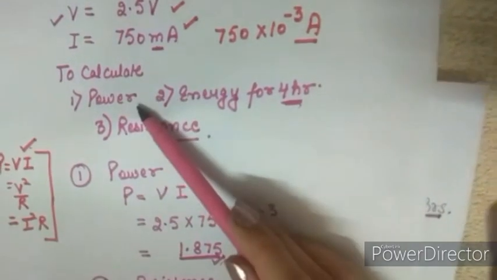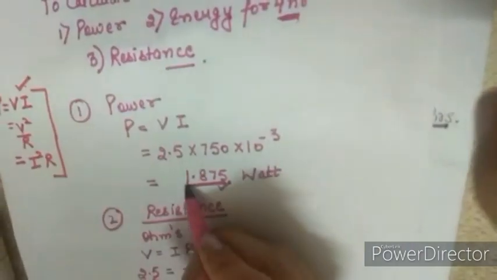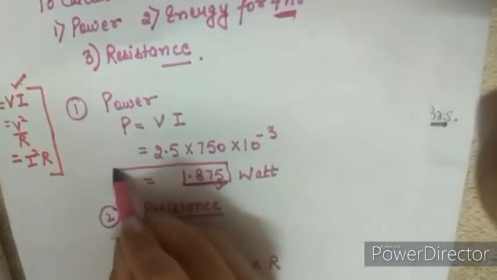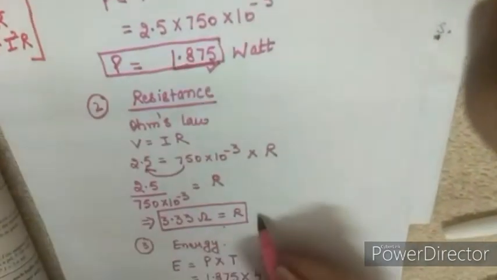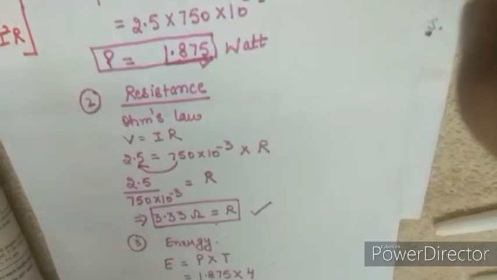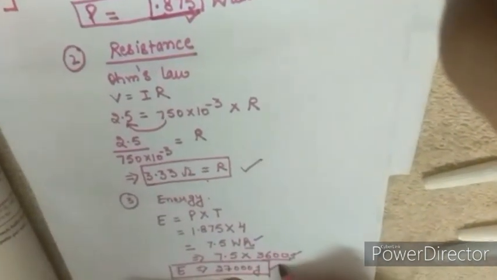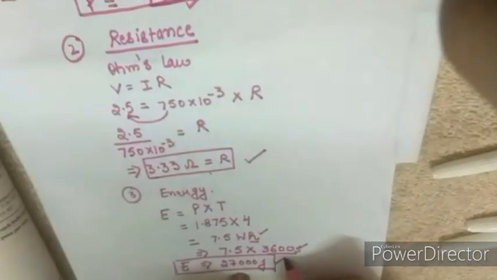So these are the 3 things which we need to calculate. Power is equal to 1.875. Second is resistance, that is 3.33, and third one is energy, that is 27,000 joules.